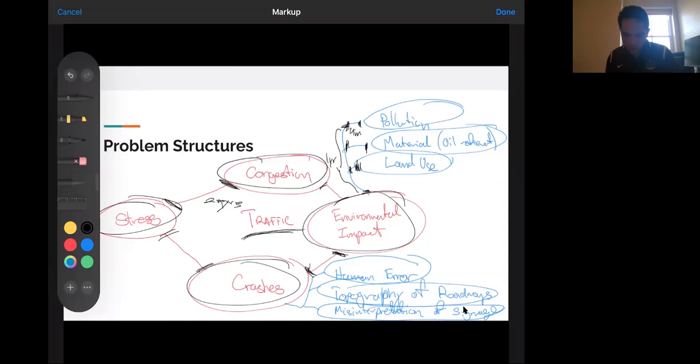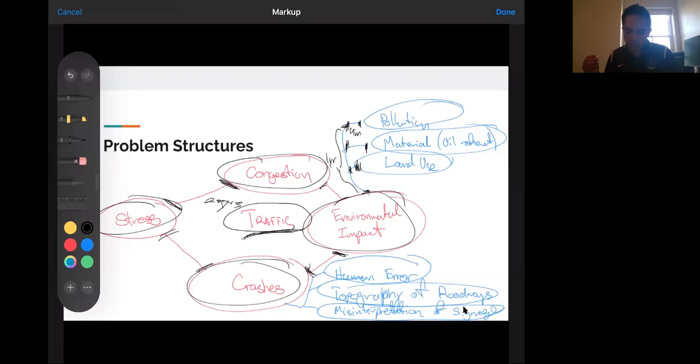So again, just to reiterate, we have a need, which is traffic. We have its first primary problems that we've identified to be congestion, stress, crashes, and environmental impact. And those are the whys. We have a traffic problem. And so how do we solve these problem structures? Well, we take a look at pollution, we take a look at material, we take a look at land use, and we take a look at crashes, we take a look at human error, the topography of roadways, and misinterpretation of signage. And that's how we solve the problems that encompass traffic, which is a need.